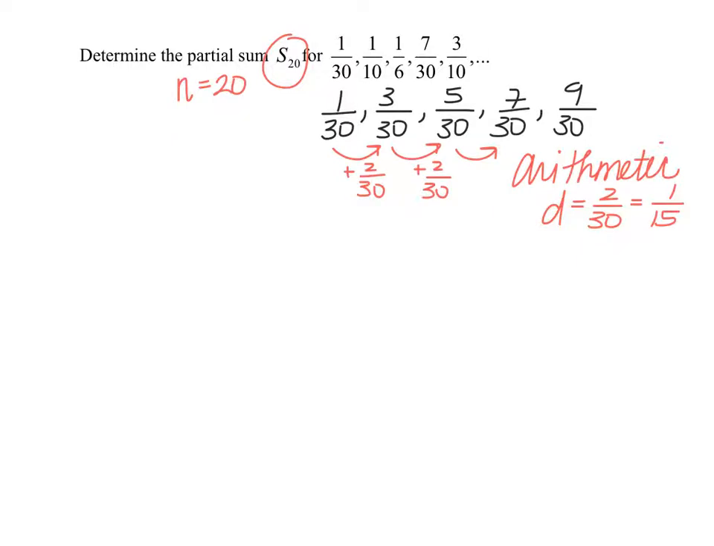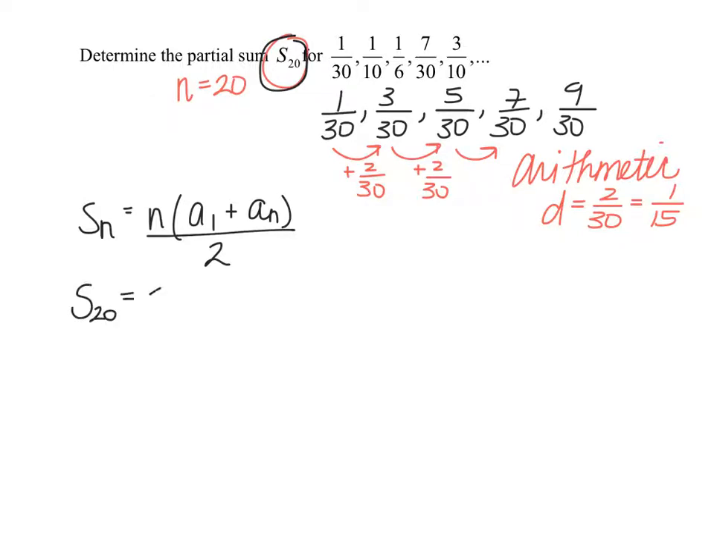So once we know that we have an arithmetic sequence of numbers, and we realize that we're trying to find the sum of that sequence, then we can utilize our sum formula for arithmetic sequences. So when we're adding up the terms of an arithmetic sequence, then s sub n is equal to the number of terms times the first term, a sub 1, plus the last term, a sub n, all divided by 2. So in this case, we're finding the sum of the first 20 terms, so n is equal to 20. Now we can see in our sequence that our first term is 1 over 30.